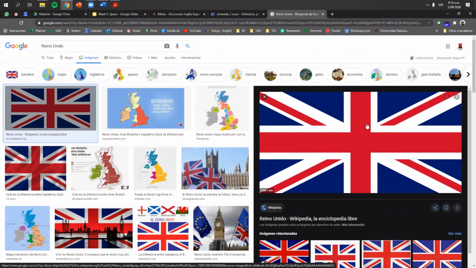This is called the Union Jack. It's called like that, Union Jack. And this is the flag of the United Kingdom. Okay, it's not the flag of England or Great Britain. It's a flag of the United Kingdom.